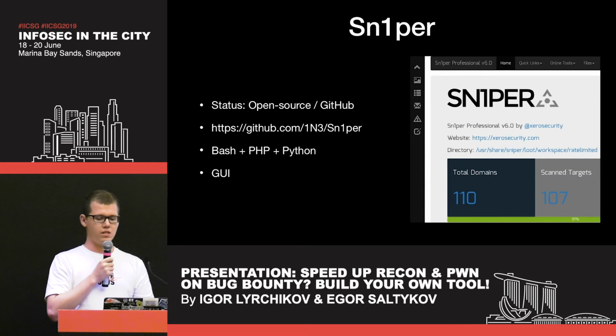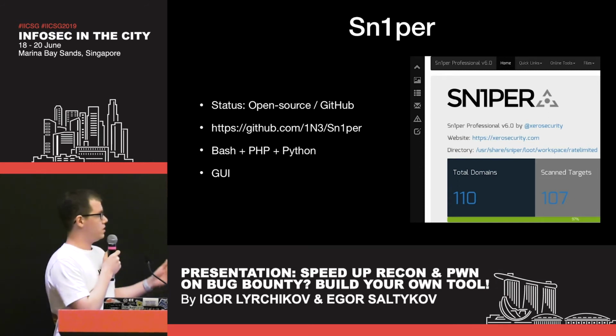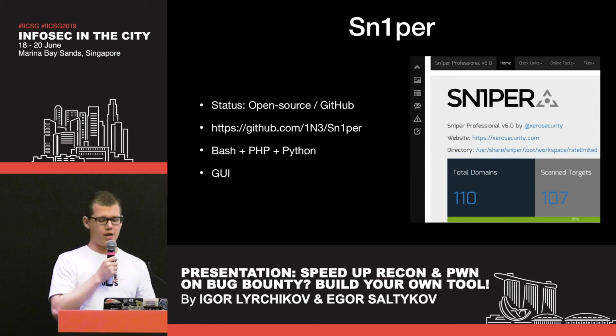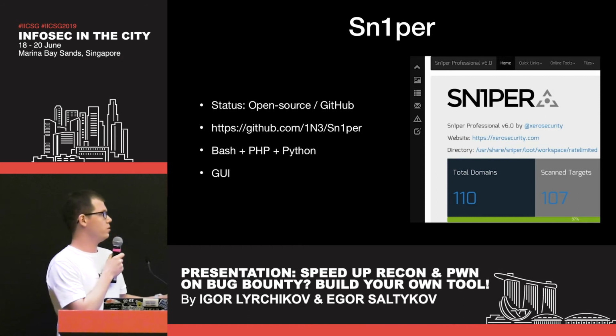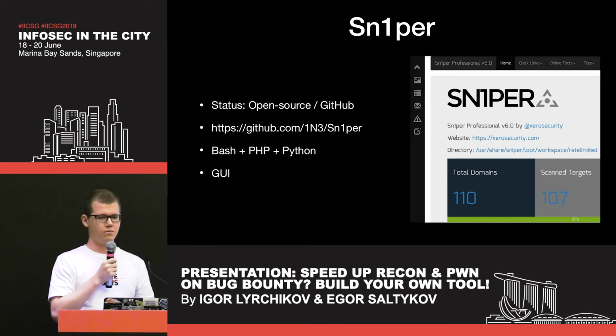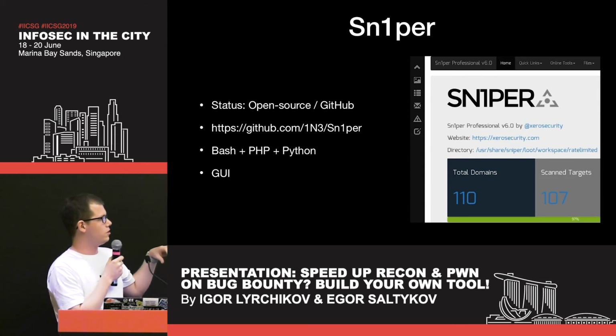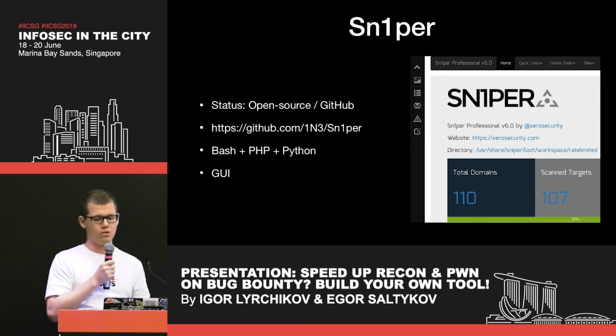Next thing is Sniper. It also provides a web interface and API, so you can automate it and visualize your results. It's written in PHP and Python. PHP is used for the web app, and Python and Bash scripts are used for the backend. It helps you to do initial recon and some custom checks, and you can change it as you want, later put some extra things inside and use it as your own system if you want.